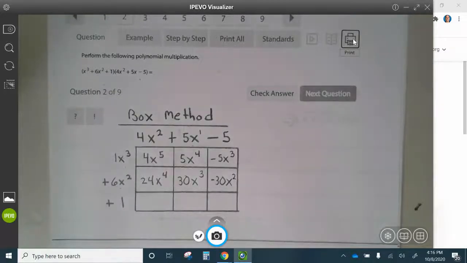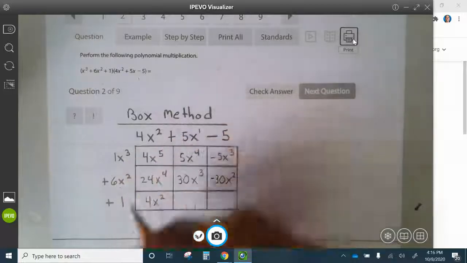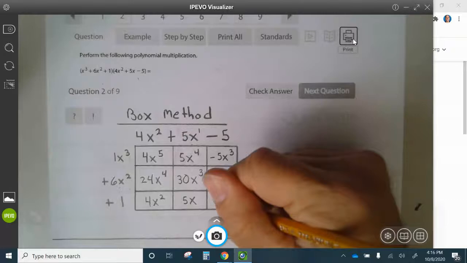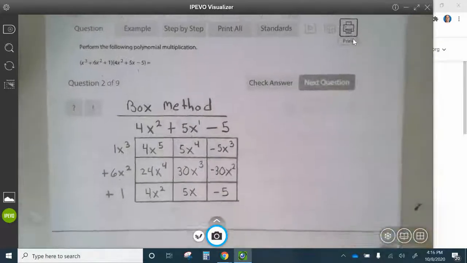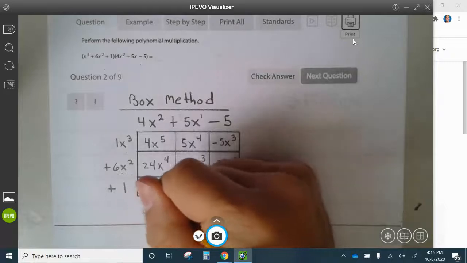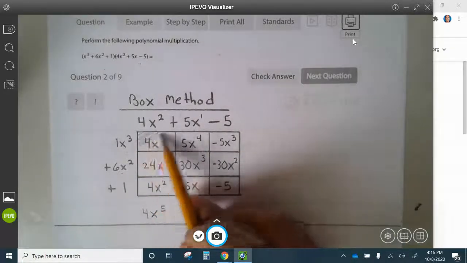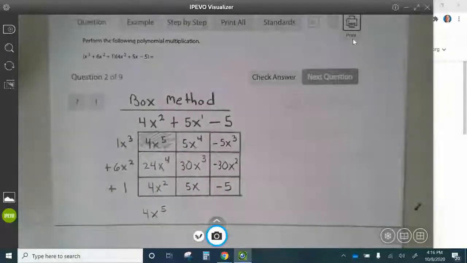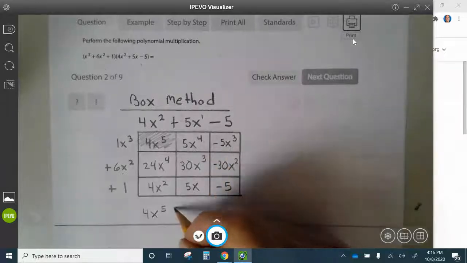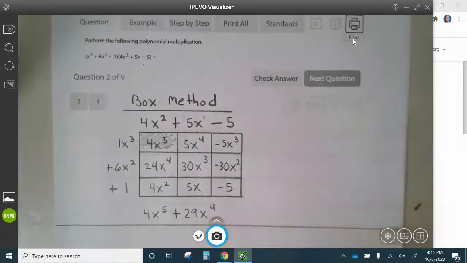Okay. 1 times 4x squared is 4x squared. 1 times 5 is 5x. 1 times negative 5 is negative 5. Okay, so we have 4x to the 5th power. And I haven't done this, but if it helps, you can always shade out the boxes so you can see what you have left. 24x to the 4th and 5x to the 4th is plus 29x to the 4th. Okay, so we're done with these boxes.